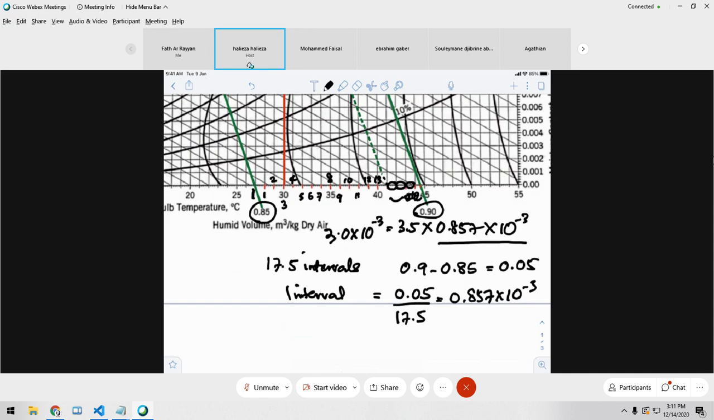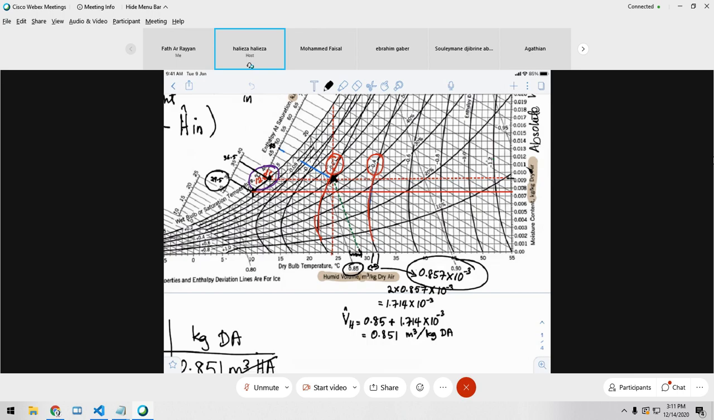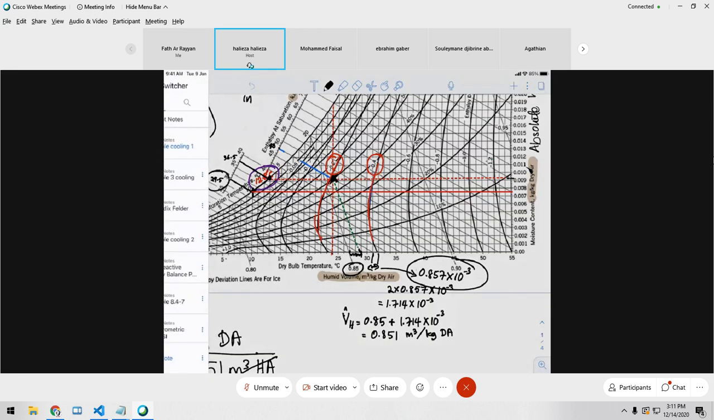2.857. Oh dear. I thought it should be 2, isn't it? Let me look, did I jot down wrongly? Where is my example now? It should be 2, isn't it? Should be 2, not 0.57. How come I got 0.57? Where did I get that value, 0.57?